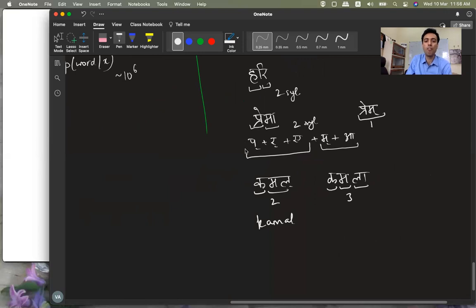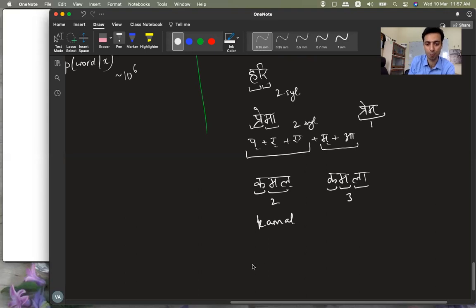A phoneme cannot be spoken. It may not be speakable, or you may not be able to utter it. A phoneme may not be utterable. Can you say P alone? Okay, I cannot say it. How will I say it? I need a vowel with this consonant to be able to pronounce it. But I can say pay.